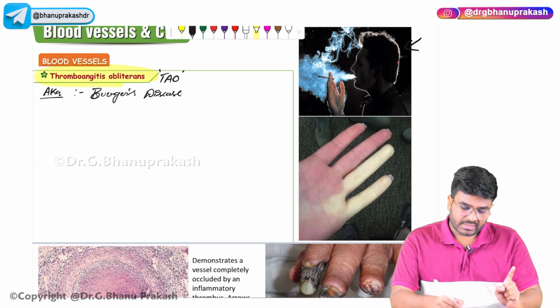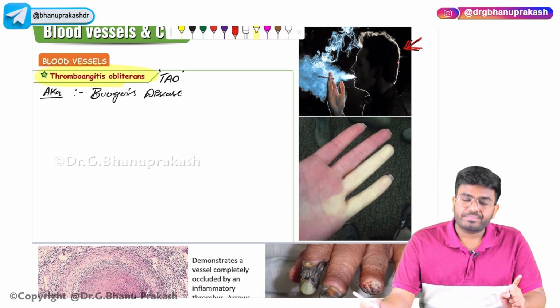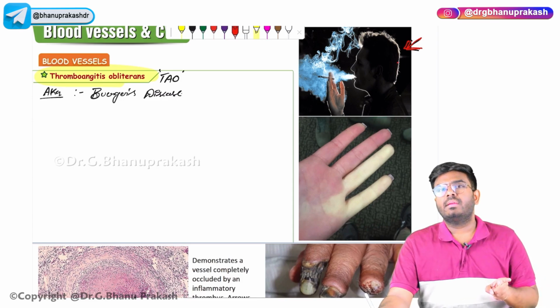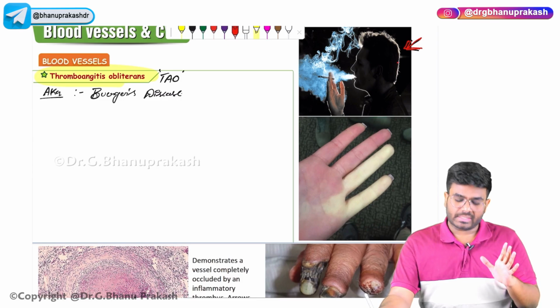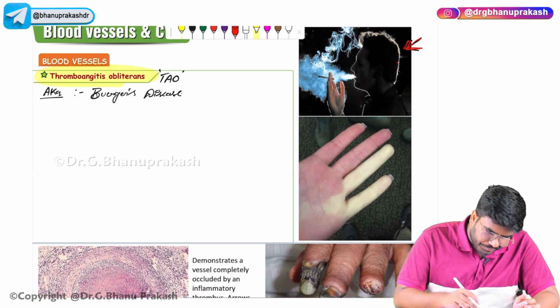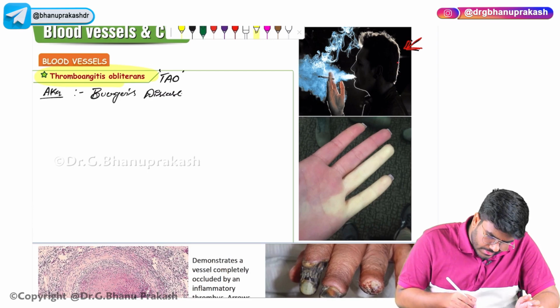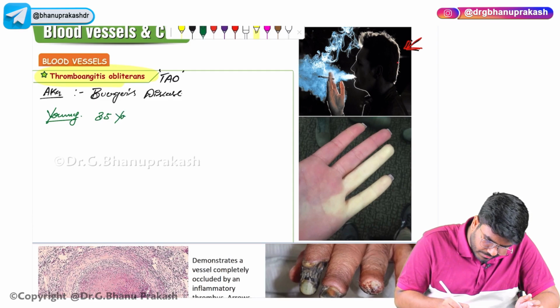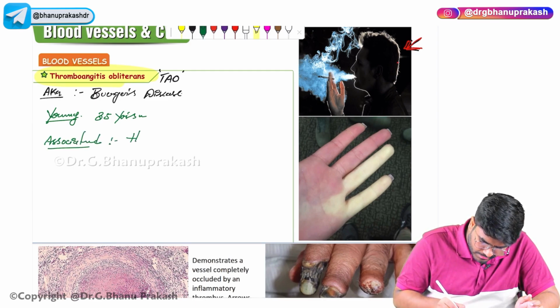Now, in this Buerger's disease, in which individuals is it seen? Smokers, important. This is seen in chronic smokers. Young males who are chronic smokers, in those fellows the arteries can be inflamed. So, let's write one by one. It's seen in young individuals less than 35 years of age, associated with heavy smoking.